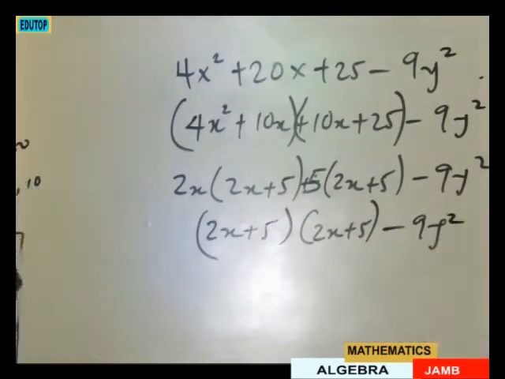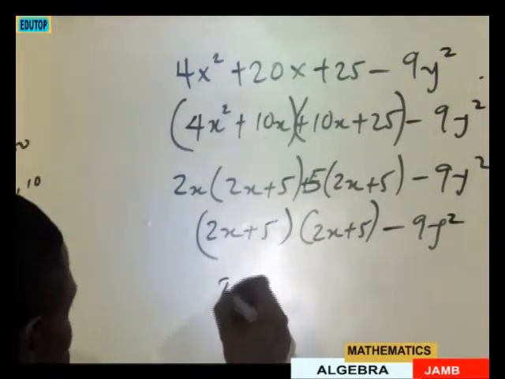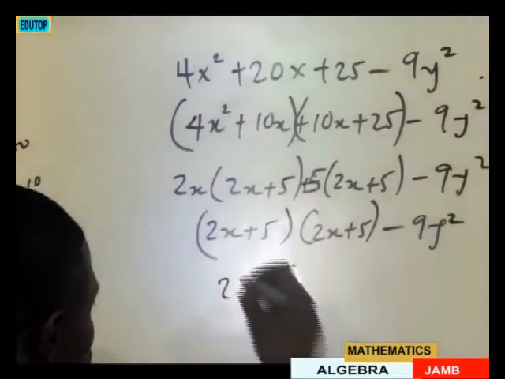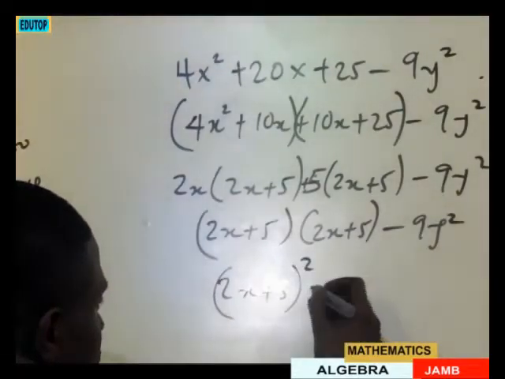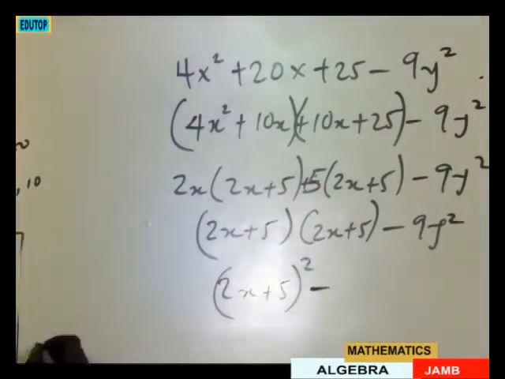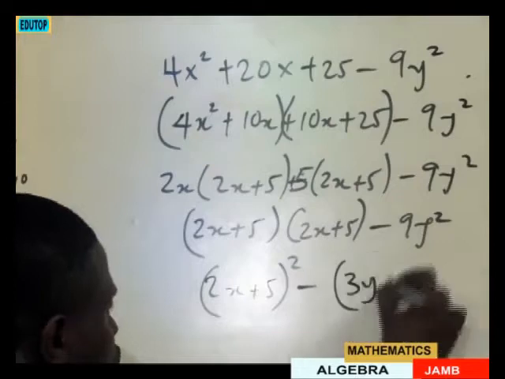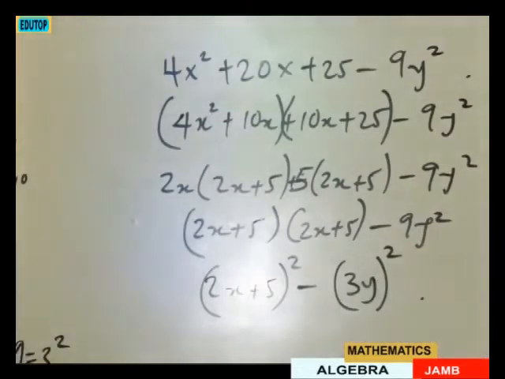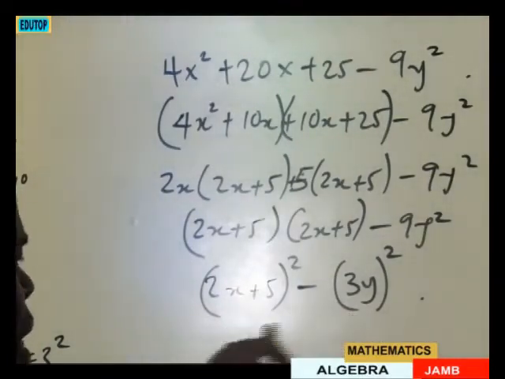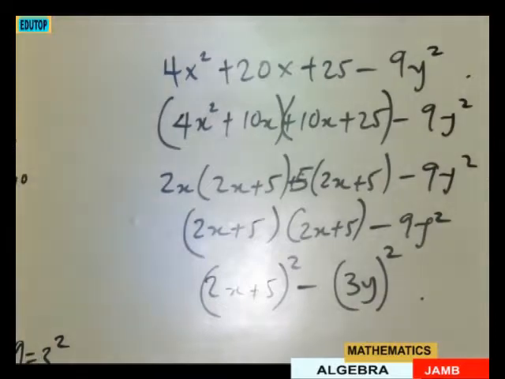So what do I do next? This time, this is just like saying 2x plus 5 all squared. You can see the trick. Minus this one can be written as, remember that 9 is what? 3 squared. So I can write 9y squared as 3y all squared. What they want to test here is also difference of 2 squares, and you have seen it here.